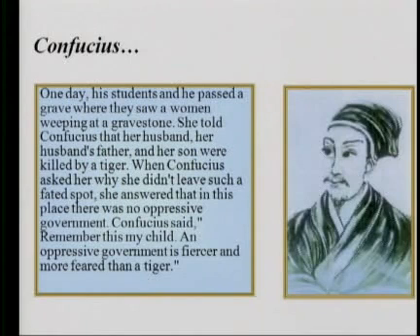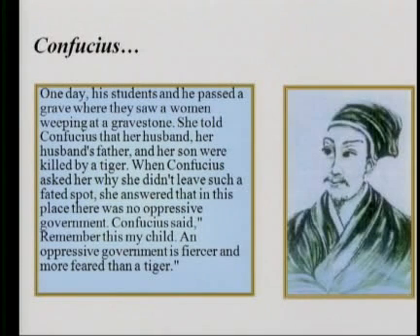And just a word from our friend Confucius. This comes from a parable that he told. One day his students and he passed a grave where they saw a woman weeping in a gravestone. She told Confucius that her husband's father, and her son were killed by a tiger. When Confucius asked her why she didn't leave such a fated spot, she answered that in this place there was no oppressive government. And then Confucius said, "Remember this, my child, an oppressive government is fiercer and more feared than a tiger."